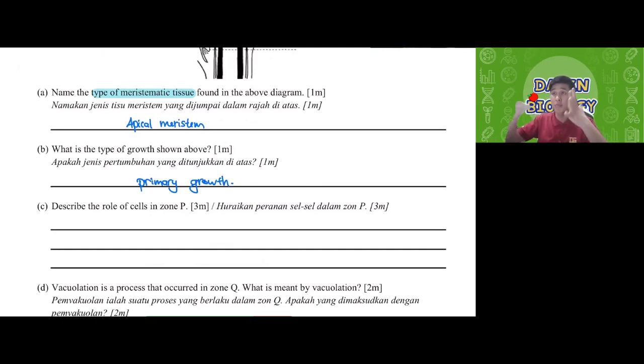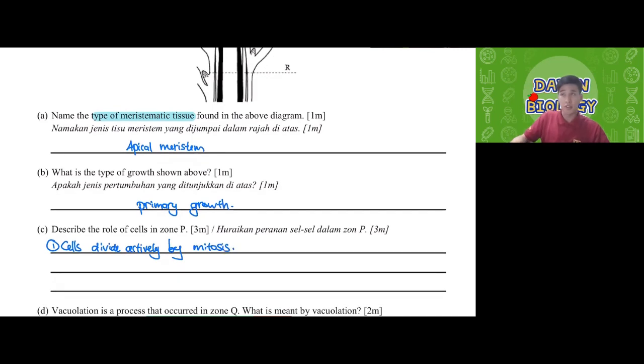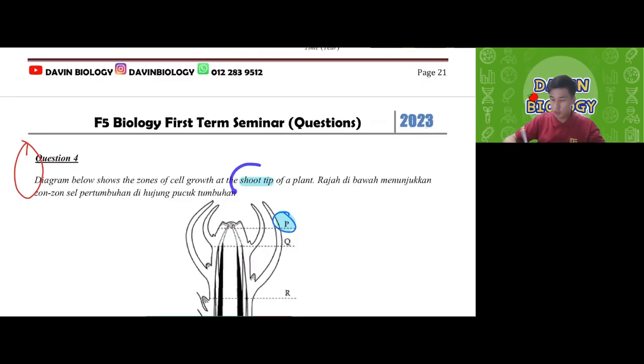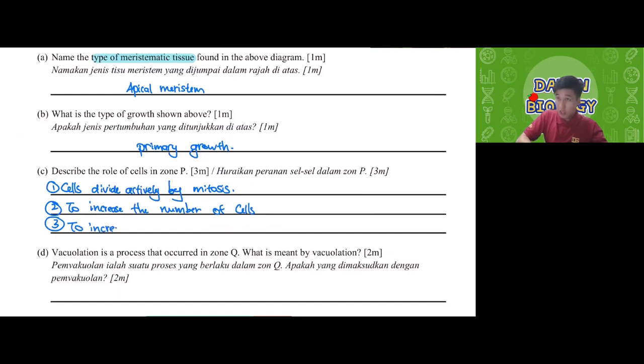The role here, as most of you know already, is mitosis. But 3 marks is quite a lot, so you need to mention it one by one. First, like I wrote for you just now in front, for the zone of cell division, the cells here divide actively by mitosis. Why? I divide, so I get more cells. So it's basically to increase the number of cells. But why do you want more cells? Yes, to grow. Or since this question is showing the shoot, you can say to increase the length of shoots. So we write this one: to increase the length of shoots.